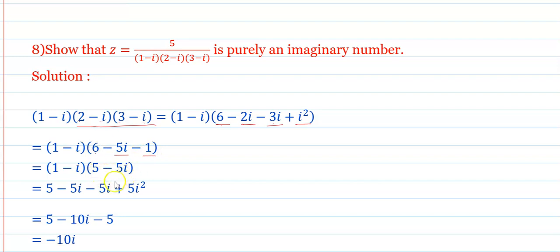5 minus 5i. And the next multiplication, that is 1 minus i into 5 minus 5i. 1 multiplied by 5, you will get 5. 1 is multiplied with minus 5i, you will get minus 5i. Minus i into 5, you will get minus 5i. Minus i into minus 5i, you will get plus 5i square.